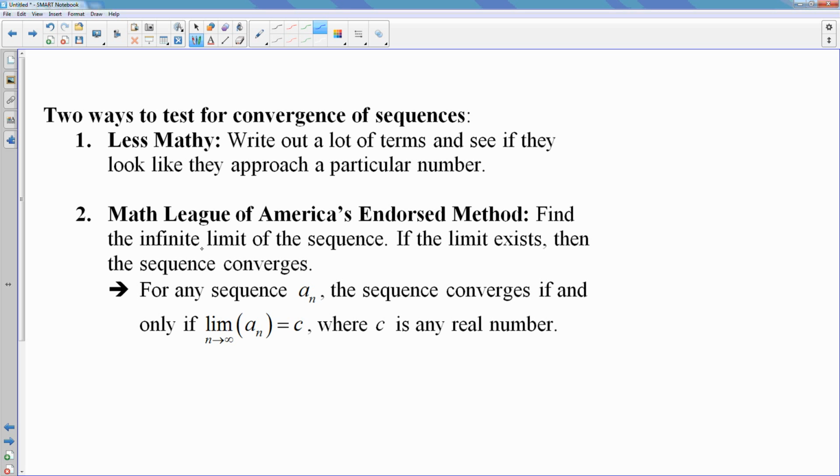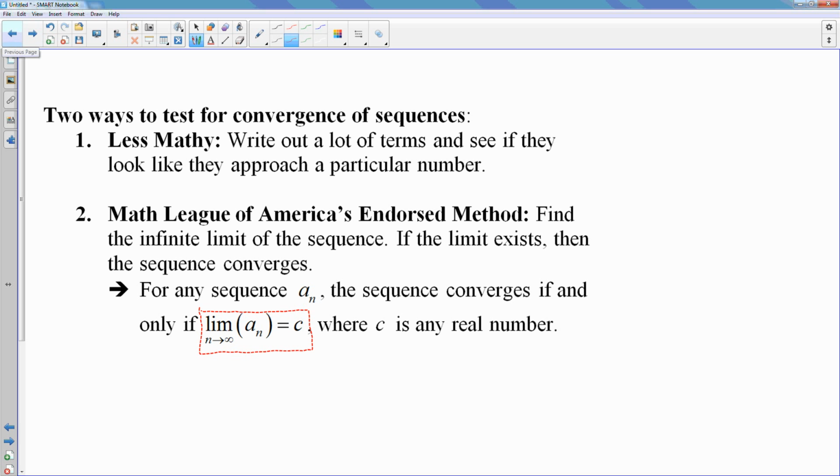And you may have noticed some of the language I was using earlier. I used the word approaches. I said as n approaches infinity. You actually do prove these things with limits. And the way you would do that is you simply take the limit of the sequence. If the limit of the sequence actually equals a number, then your sequence will converge.